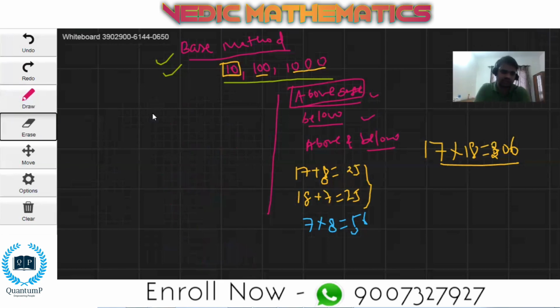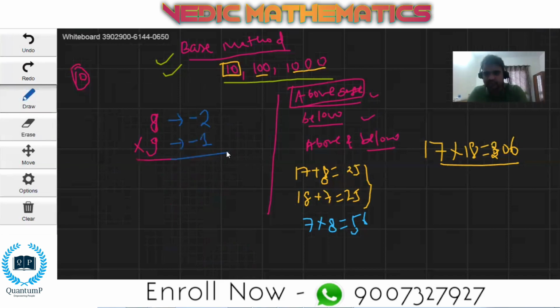So let's have one number. Suppose we are doing 8 times 9. See, both numbers are nearby 10, right? As you are comparing with 10 every time, in front of 8 I'll write minus 2, in front of 9 I'll write minus 1. Minus I'm writing, as I told you that it's a below, right? Below means less, less means negative.